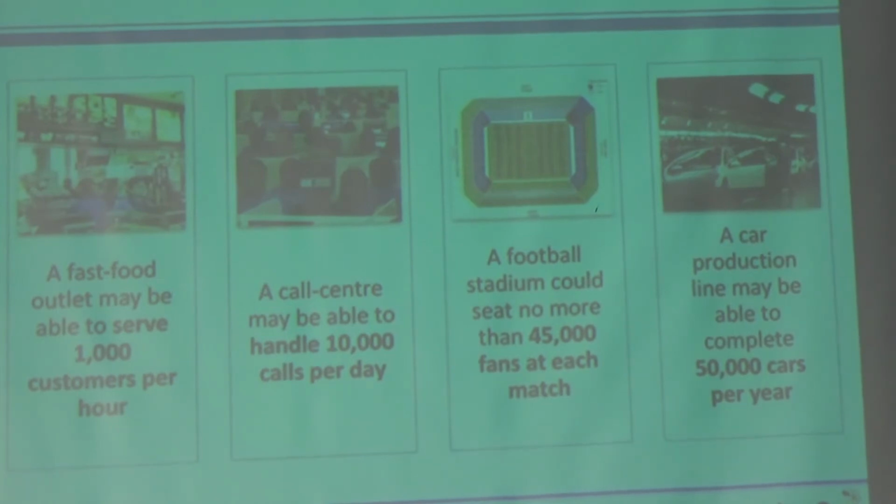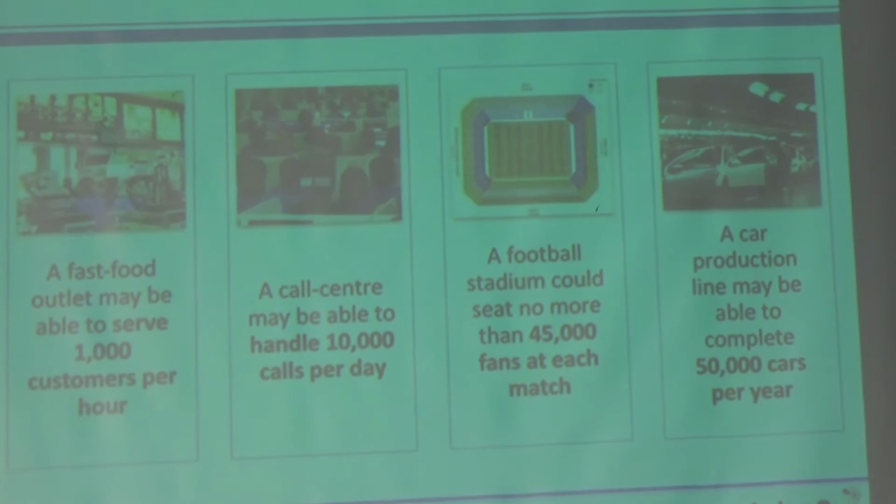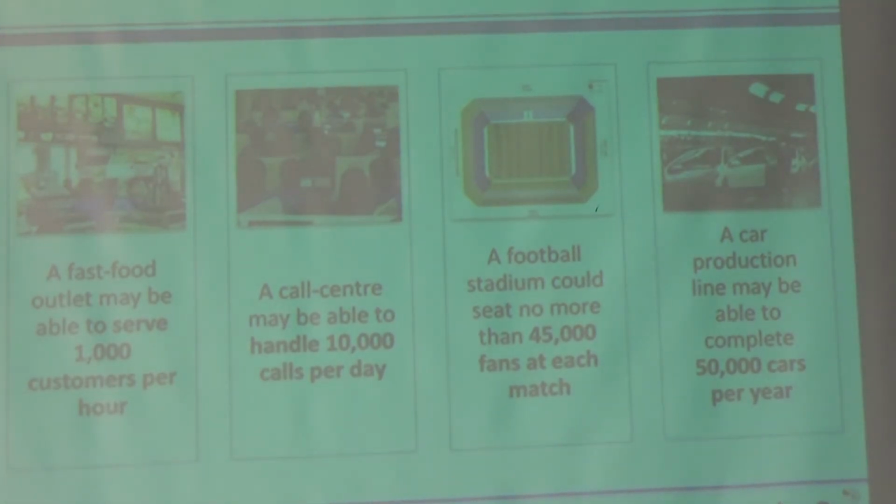So for example, a fast food outlet might be able to serve 1,000 customers per hour based on how many stations it has, how many staff it has working. A call centre might be able to handle a certain number of calls per day, assuming all the staff are in and they're all available to take calls. And similarly, a great example, of course, is a football stadium where the capacity is to a large extent fixed by the number of seats that can be sold for each match. So capacity is a measure of output.